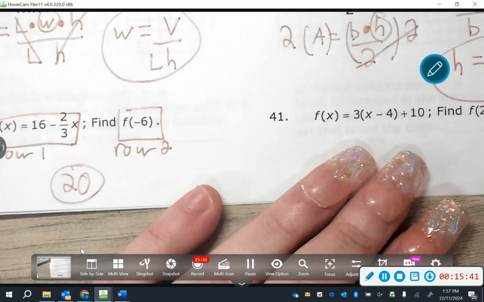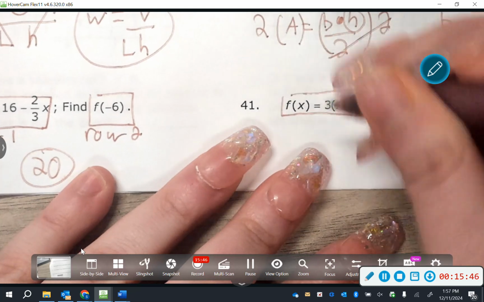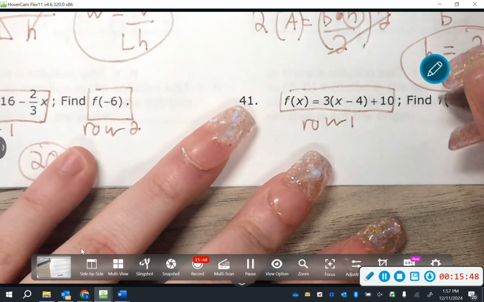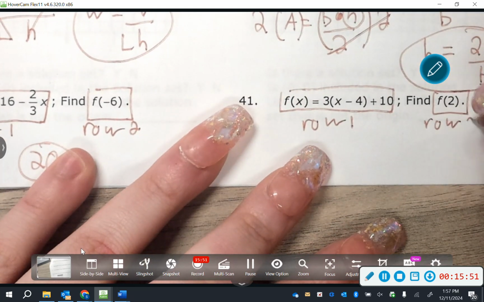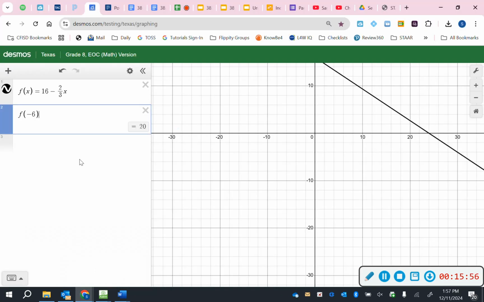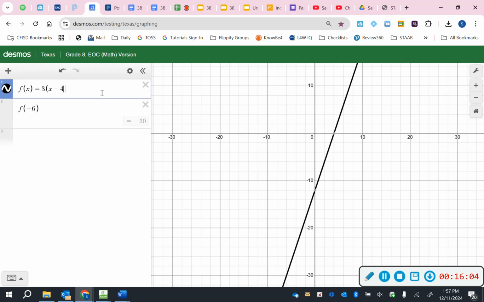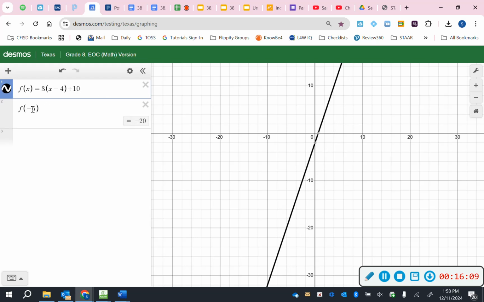All right, sliding over here. Same thing. We're going to plug this whole thing into the first row of my calculator. Plug this into row 2 and go see what my answer is. So this one is f of x equals 3 parentheses x minus 4 plus 10. And they told us we're looking for f of 2. My answer is 4.